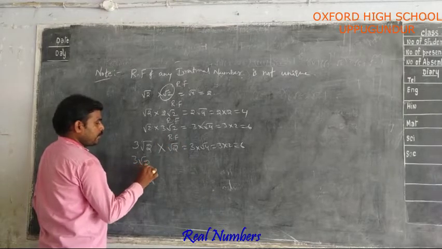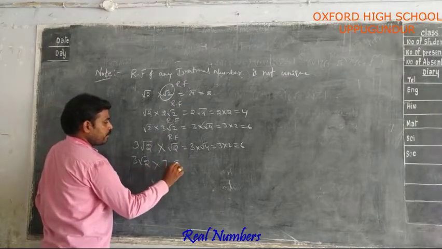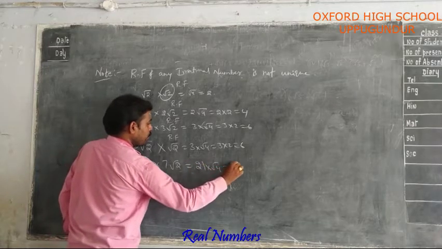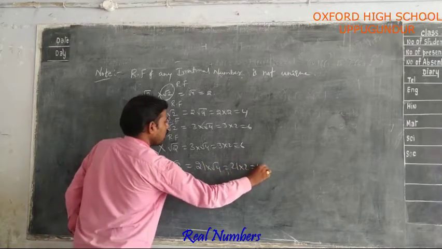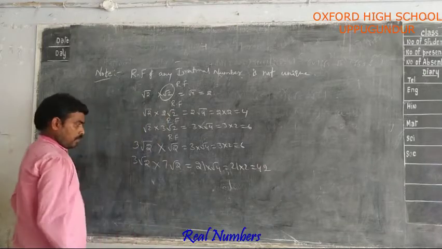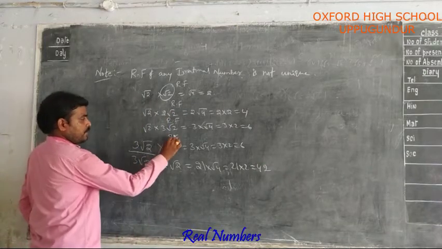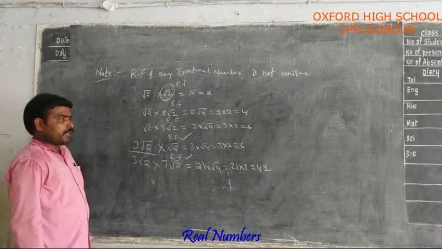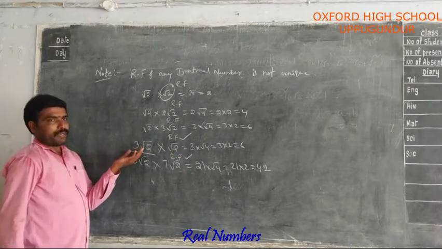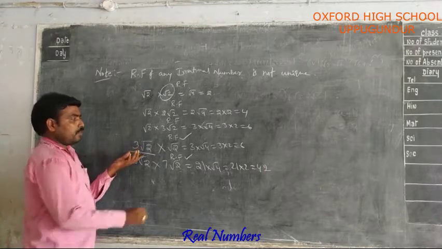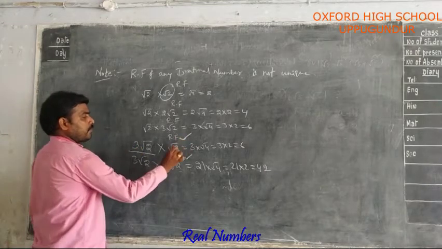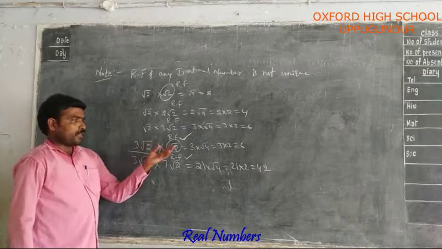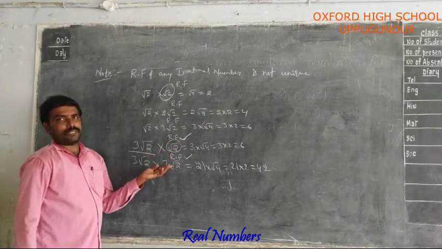Suppose you multiply 3 root 2 into 7 root 2, 21 into root 4, you get 21 into 2, 42. So for 3 root 2, this is a rationalizing factor, this is also a rationalizing factor. In general, we can consider the simplest form of rationalizing factor for 3 root 2. Here root 2 is a rationalizing factor, 7 root 2 is a rationalizing factor.